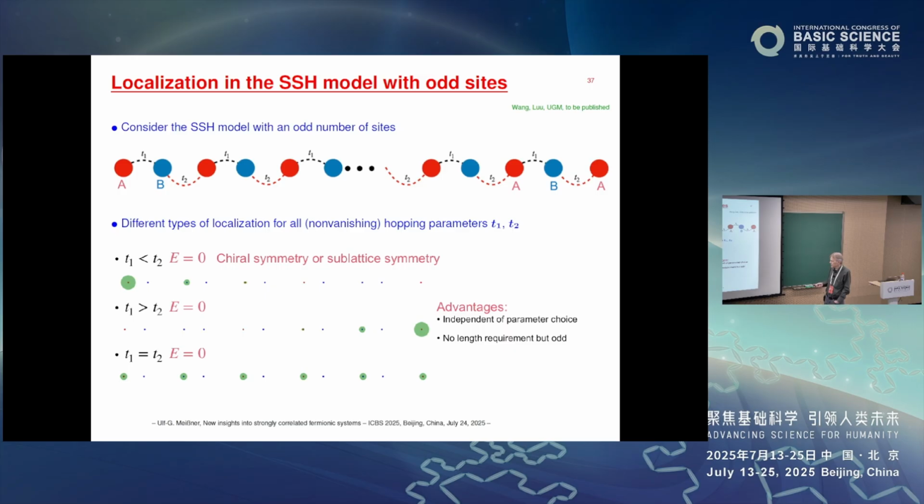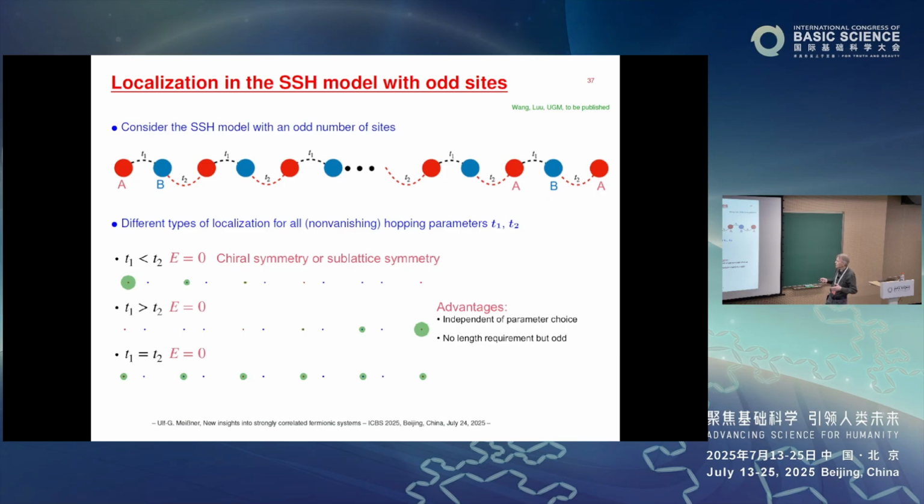For T1 large, now bigger than T2, you get localization on the right side, and if you put a B, it's just the other way around. And of course, you get an energy 0 state for T1 equal to T2. So this is nice because it's independent of parameter choice, and there's no length requirement. You see here that there's nothing on the other side because of the sublattice symmetry, which we had before.